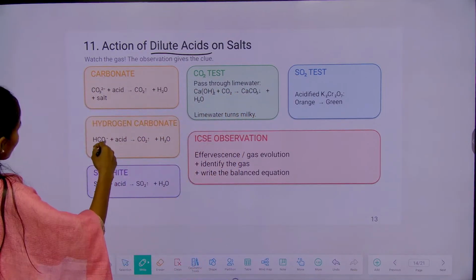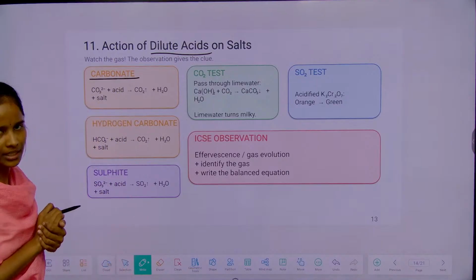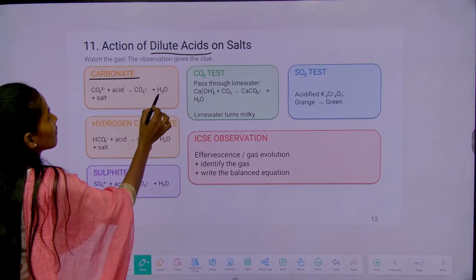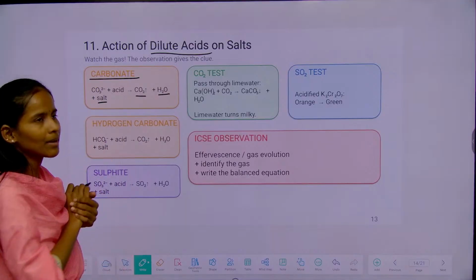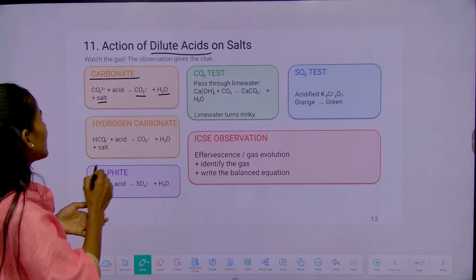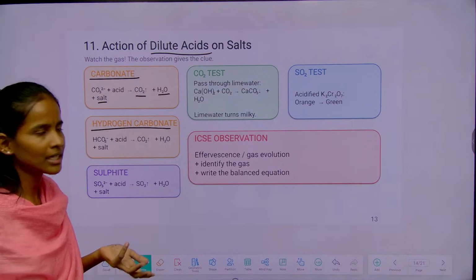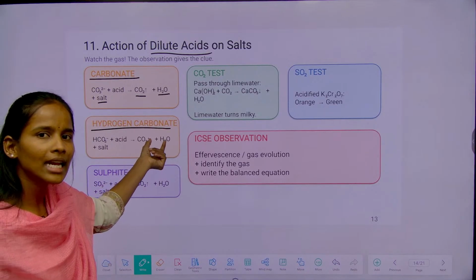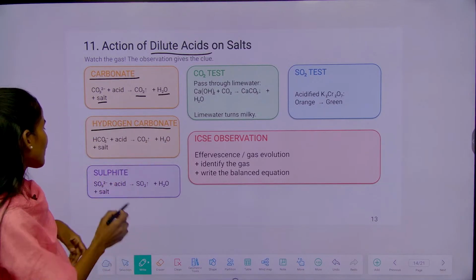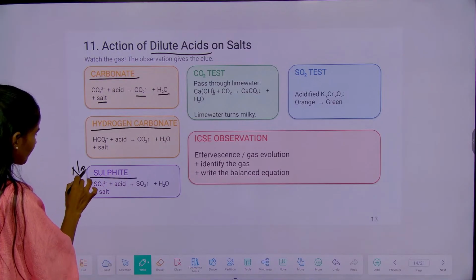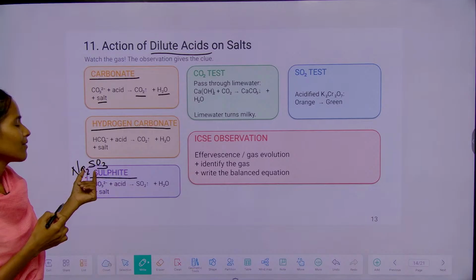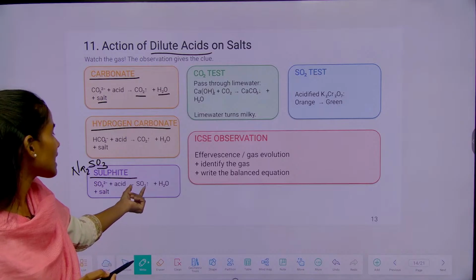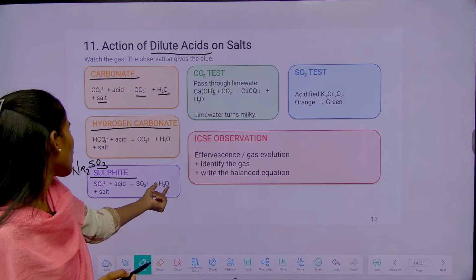Now, if you observe here, the first one we have just discussed: when a carbonate reacts with an acid, it results in the formation of, along with the salt and water, carbon dioxide also. Similarly, hydrogen carbonate, nothing but bicarbonate, when it reacts with an acid, results in the formation of carbon dioxide along with salt and water. And also when sulfites, like Na2SO3, react with acids, we will get sulfur dioxide as a gas, and water and salt.